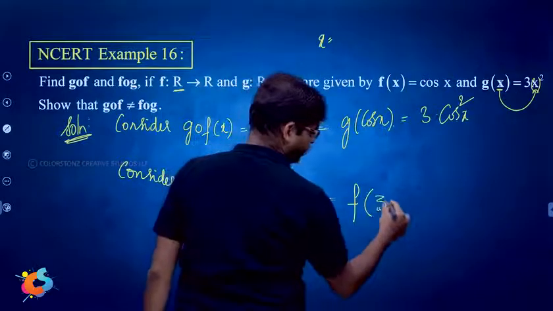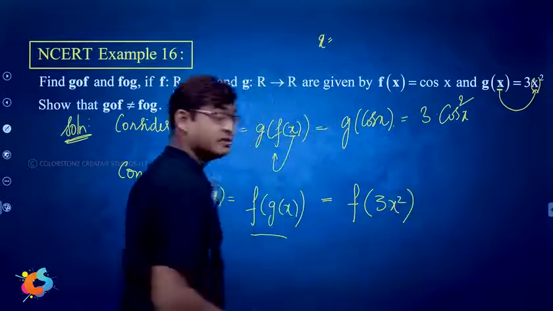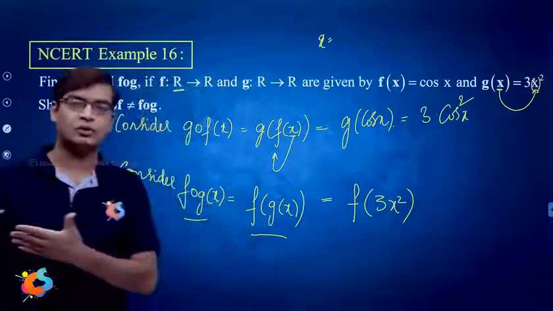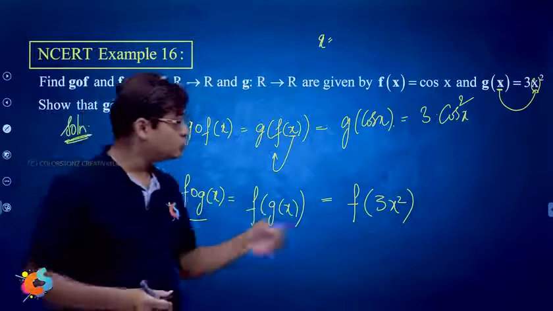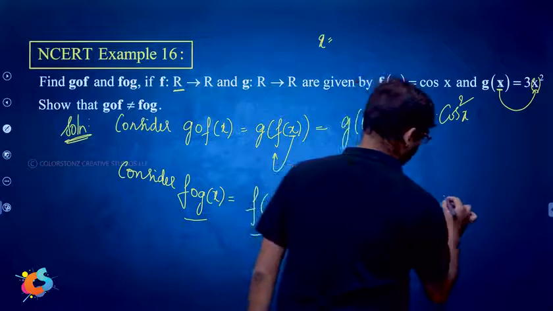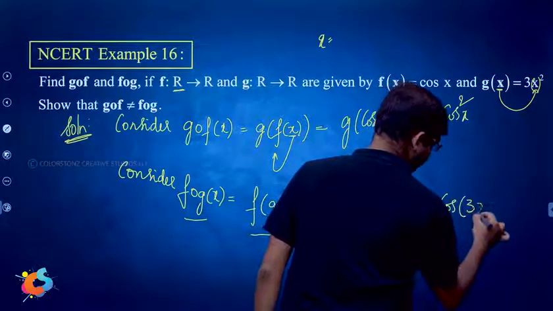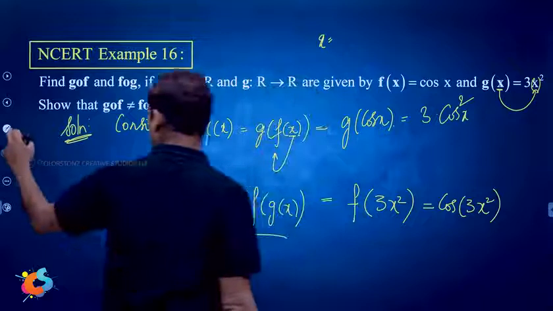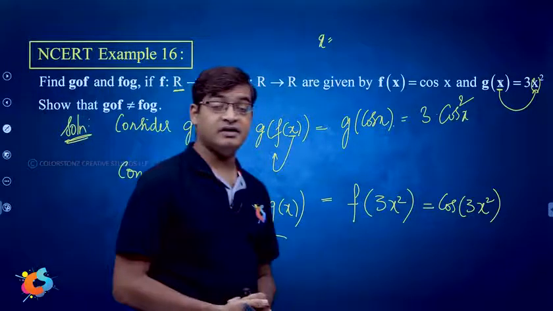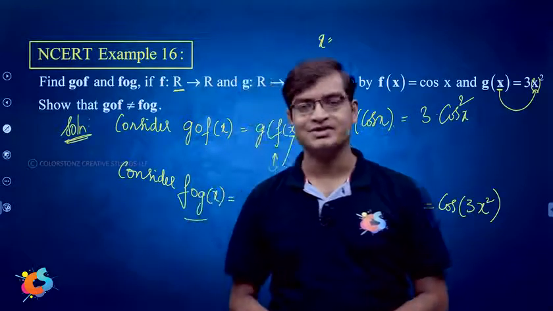So we have to replace first the innermost function, and from there we have to work outwards. So f of x is cos x. F of 3x square will be cos of 3x square. Now what is being asked here? They are asking, show that G circle F is not equal to F circle G.